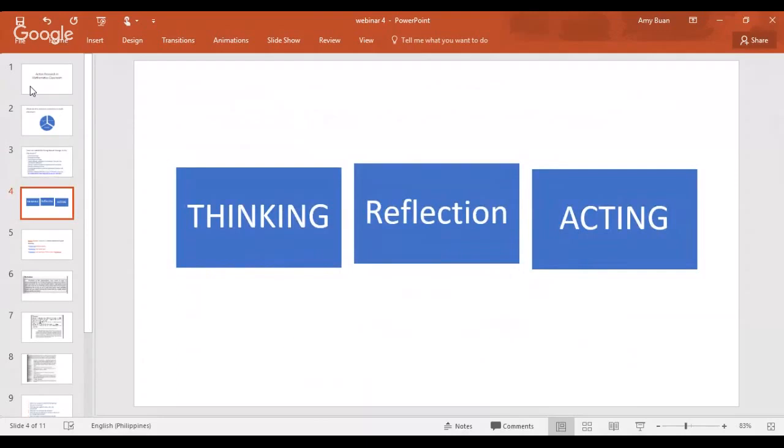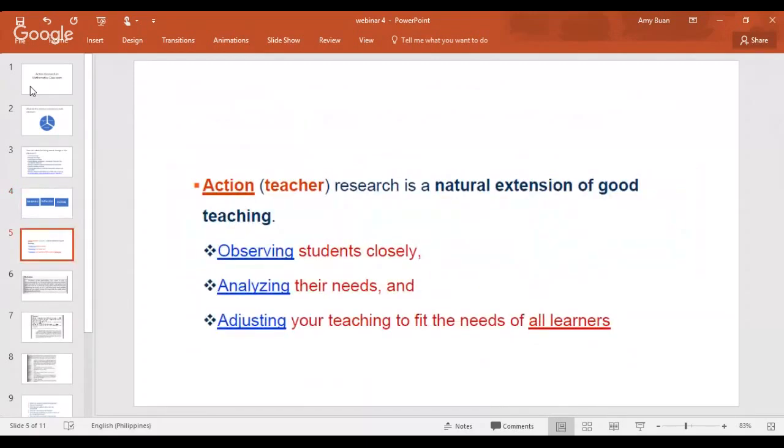So the bridge between thinking about what you should do in your classroom and put an action on a certain problem in your classroom, the bridge of these two is what we call reflection. That reflection, that process of reflection, is what we call doing action research in your class. So action research is a natural extension where you observe closely your students' needs, and you adapt your teaching to fit the needs of all learners.